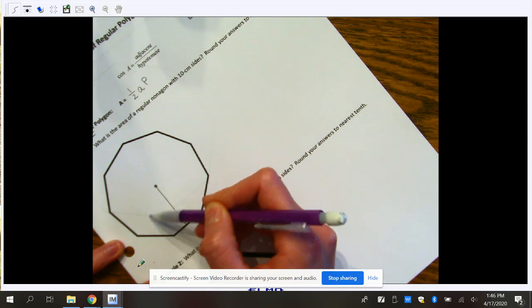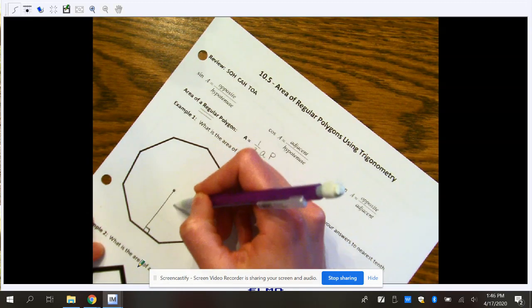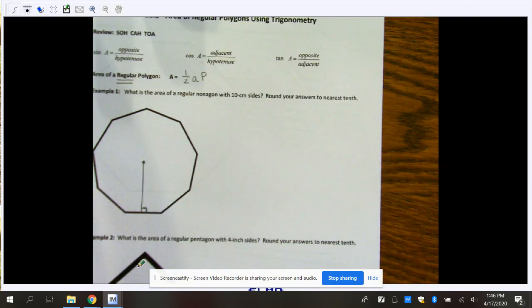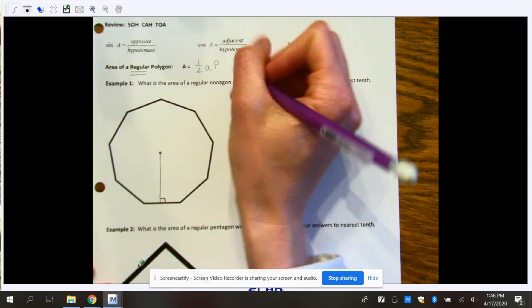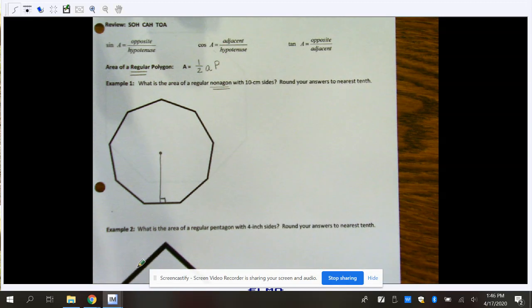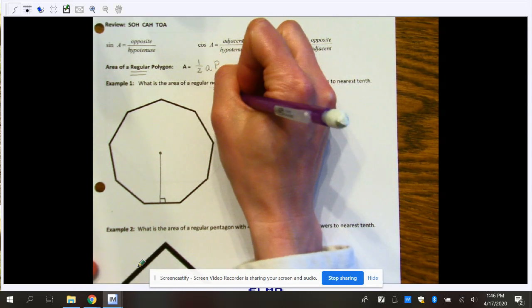So I could draw this segment right here and call that an apothem. I could draw this segment right here and call that an apothem. I just usually go straight down to the opposite side. All right, so we've got a regular nonagon, which means that it has 9 sides.